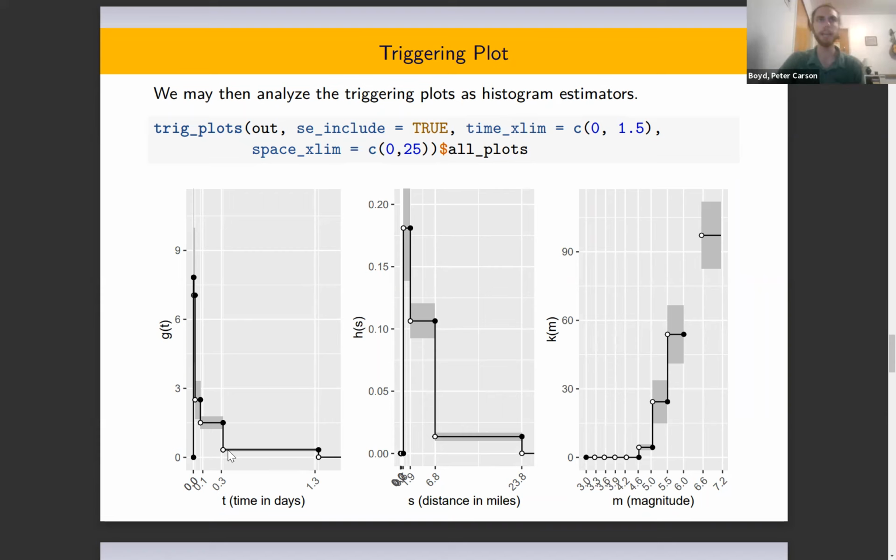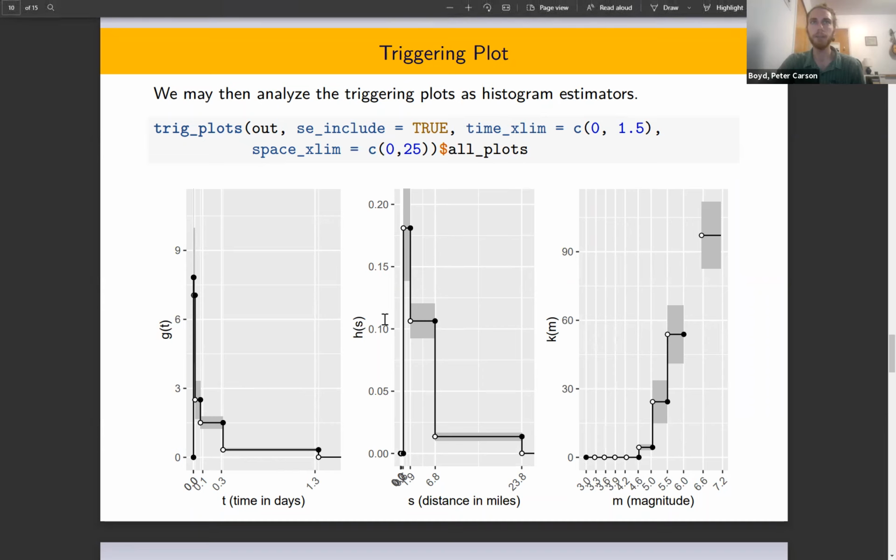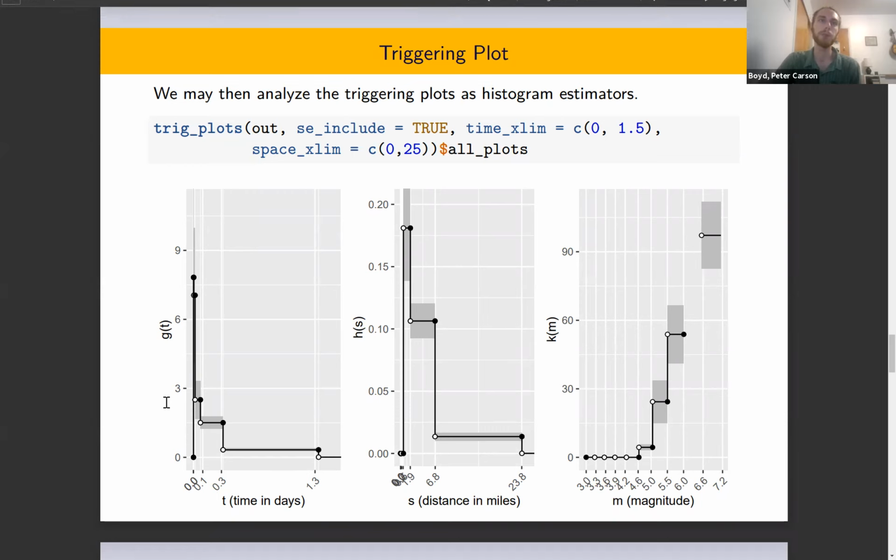And so what we're looking at is G for time, H for space, and K for magnitude. What's nice about G and H in particular is that they're both actually densities. So we could interpret these as, if we integrate under this step function, we can find the probability of aftershocks being triggered within some temporal or spatial difference bin. So again, those bins that we defined on the previous slide are plotted here. This is an example of one bin and another bin.